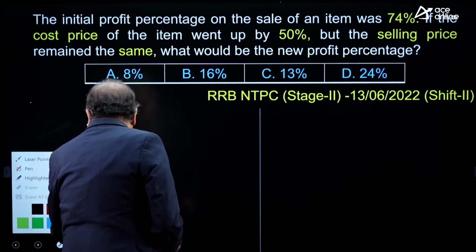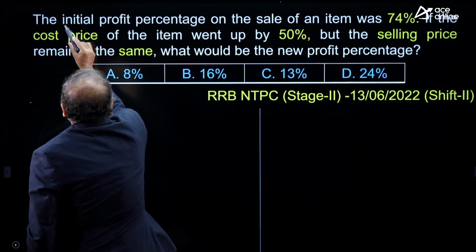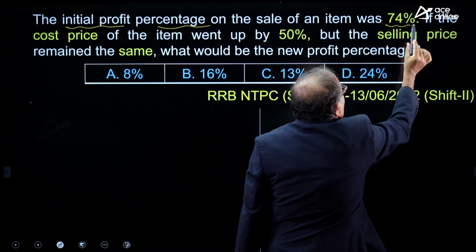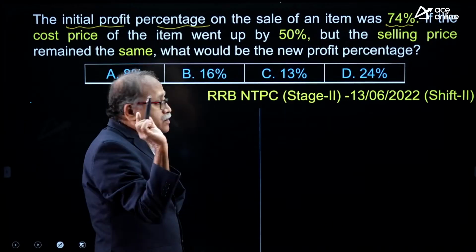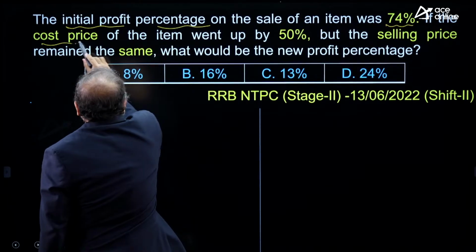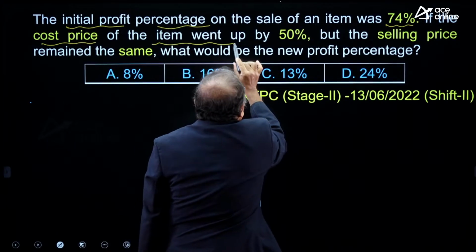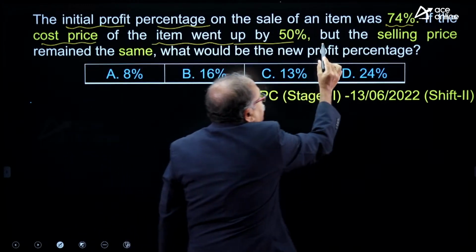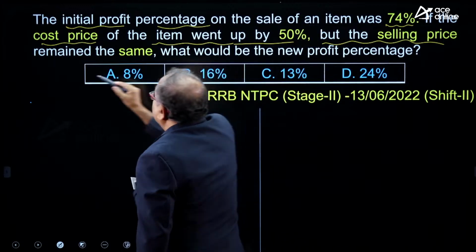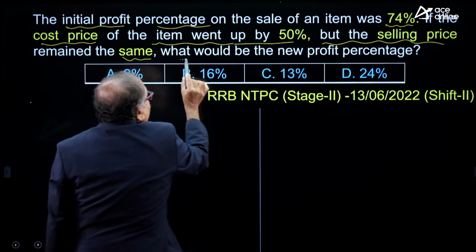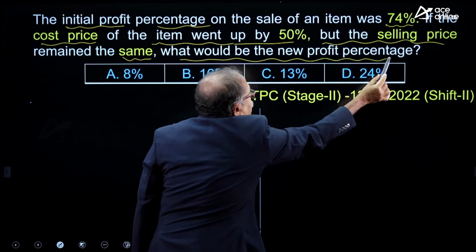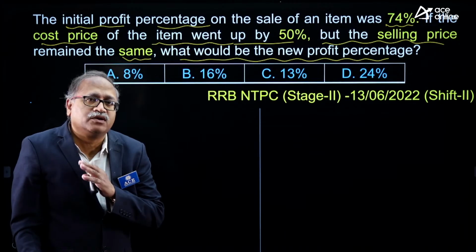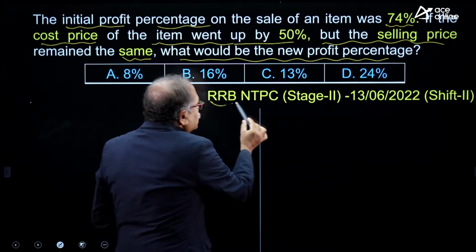What is this question? The initial profit percentage on sale of an item is 74%. If the cost price of the item is increased by 50%, but the selling price remains the same, what would be the new profit percentage? This is a frequently asked, very common profit and loss question.